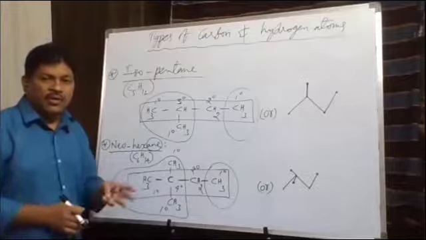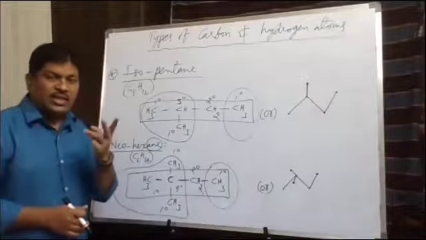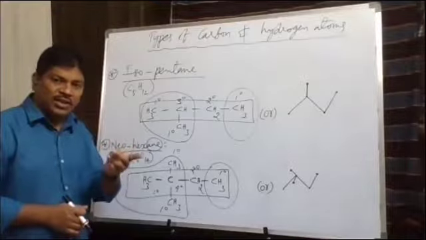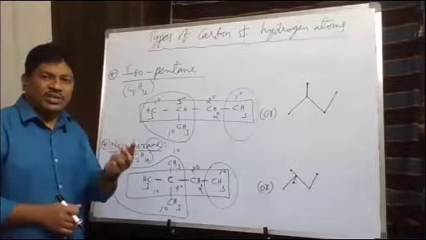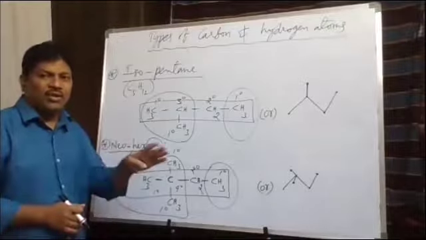Okay, we have different types of hydrogens. How many types? 3 types. What are they? Primary hydrogens or 1 degree hydrogens, secondary hydrogens or 2 degree hydrogens, tertiary hydrogens or 3 degree hydrogens. That's all. 4 degree hydrogens are not available.